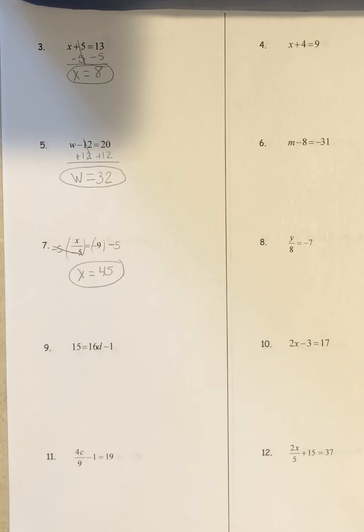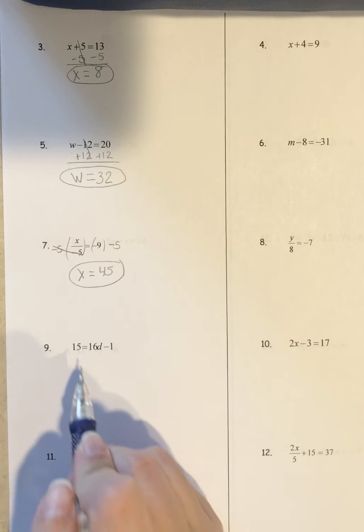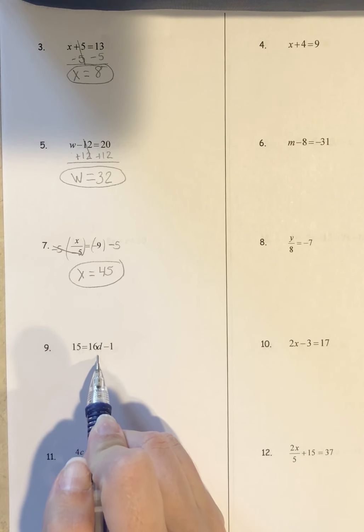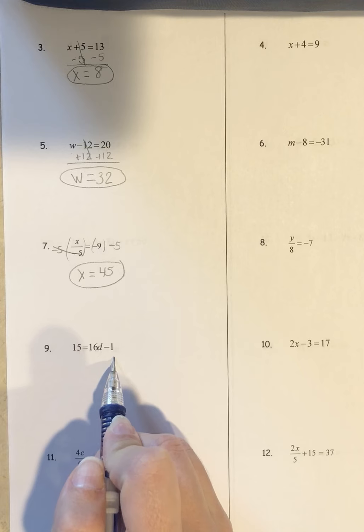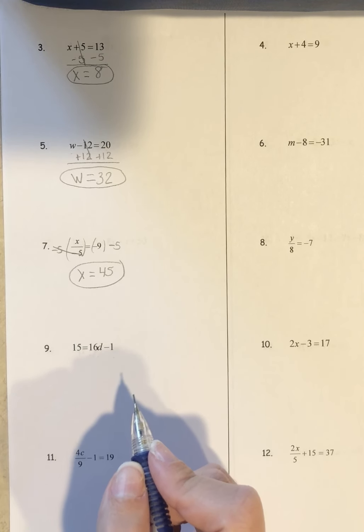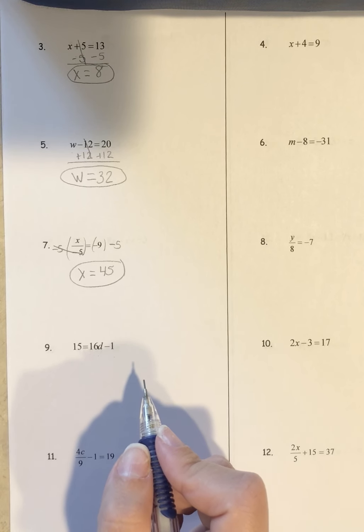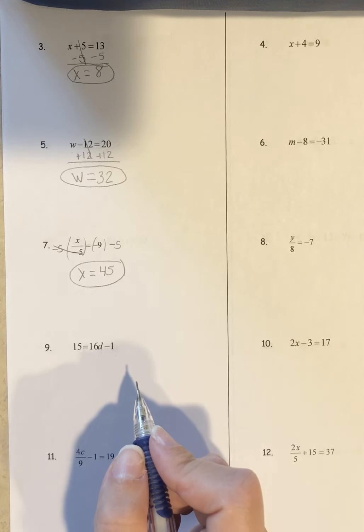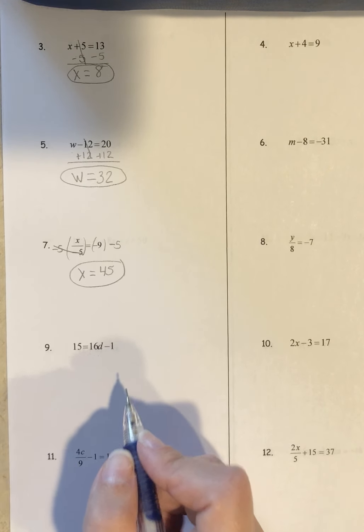Those were all one-step equations. They only took one step to solve them. Now we're going to look at some 2 or more step equations. So if we look at number 9, it says 15 equals 16d minus 1. Remember, you want to do PEMDAS backwards when we're solving an equation. So we want to do our adding or subtracting first, then our multiplying and dividing.